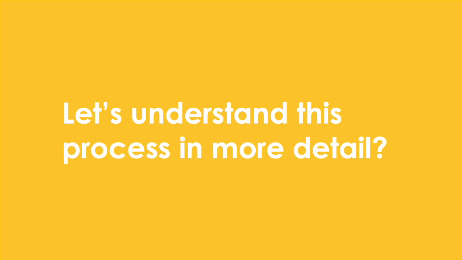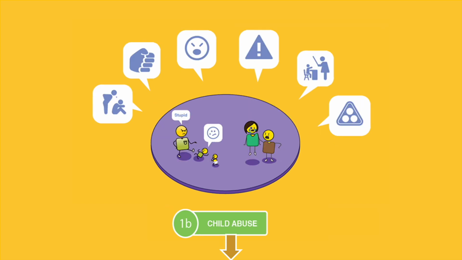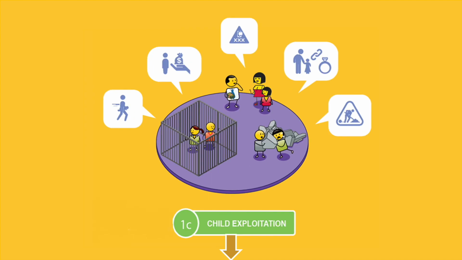Now let's understand this process in more detail. If a child has been abandoned or neglected, which includes not being fed, given access to healthcare, schooling, or adequate personal identity documentation, abused, which includes physical, mental, emotional, and sexual abuse, bullying, corporal punishment, or subjected to harmful cultural practices, or exploited, which includes child trafficking, prostitution, pornography, child marriage, or child labor.